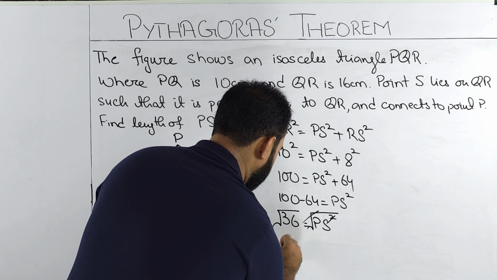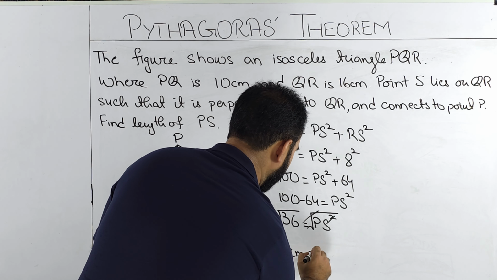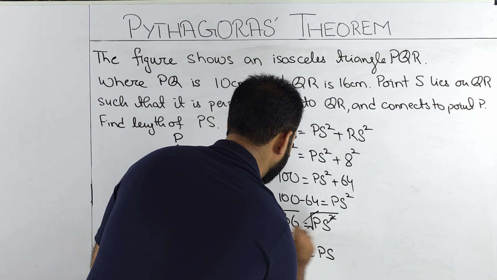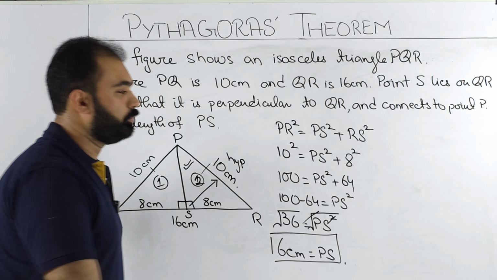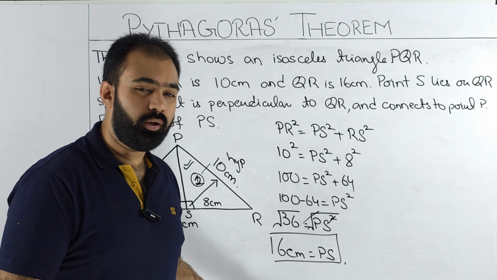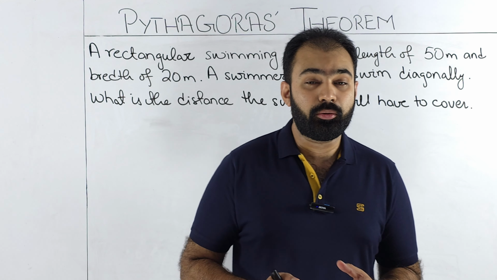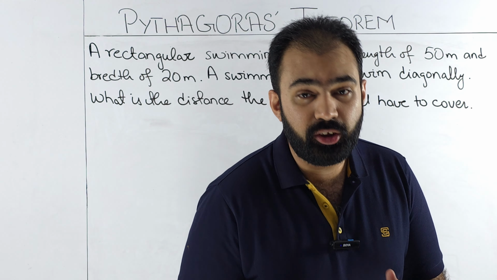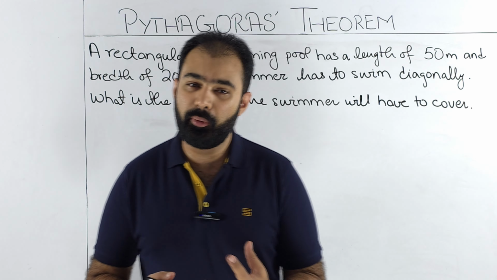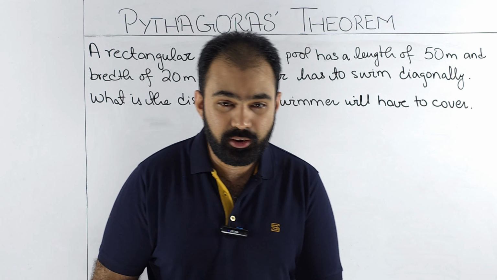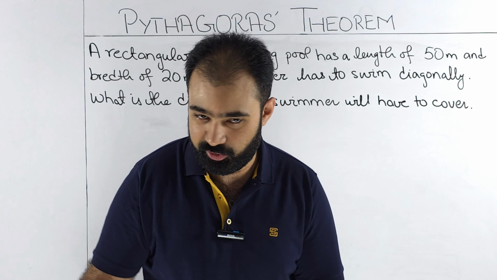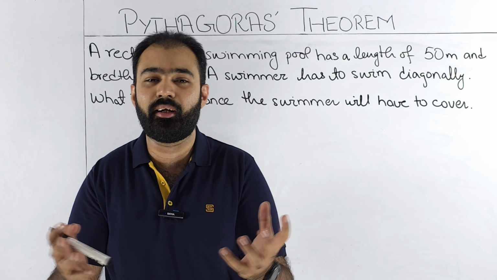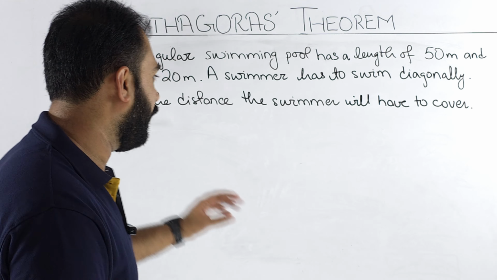6 6s are 36. So this is 6 centimeter is equal to PS. Now I hope this is clear. Now this question is an application of Pythagoras theorem. What do I mean when I say application? Application means it has some real world connection. कोई real world से related कोई चीज होगी तो उसको हम application कहेंगे, right?